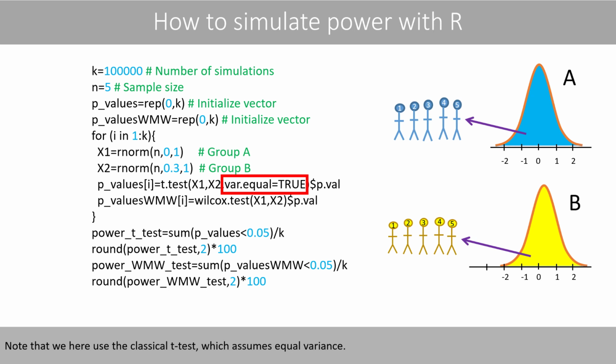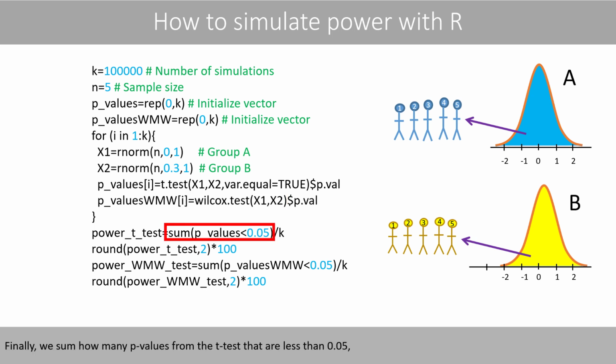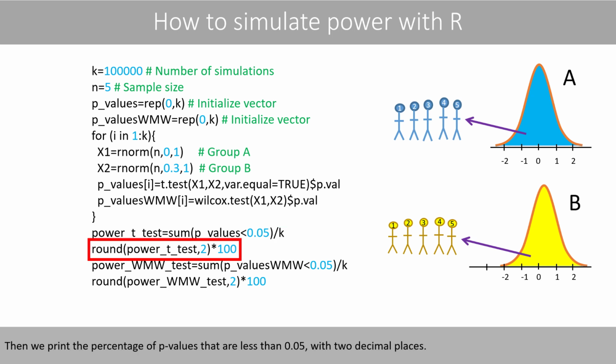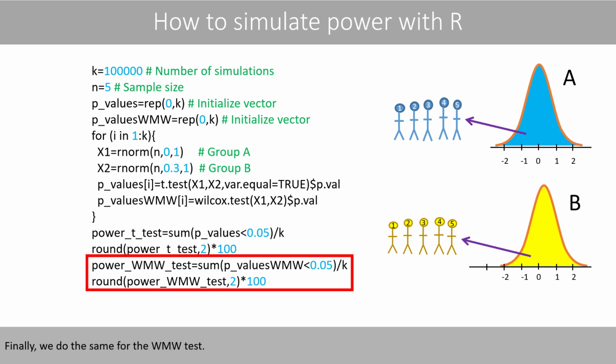Note that we here use the classical t-test, which assumes equal variance. By default, the Wilcoxon Mann Whitney test in R computes exact p-values. Finally, we sum how many p-values from the t-test are less than 0.05 and divide by k, so we get the proportion of p-values that are less than 0.05. Then we print the percentage of p-values that are less than 0.05 with 2 decimal places. Finally, we do the same for the Wilcoxon Mann Whitney test.